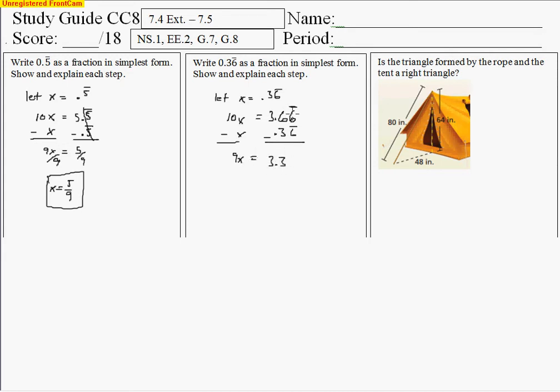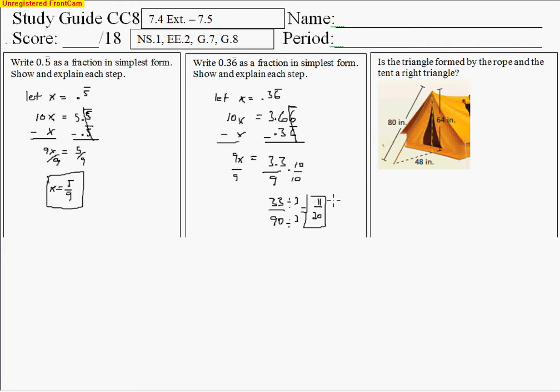How do I do that? Well, the 6's cancel, and 6 minus 3 makes 3. And so now I'm ready to divide by 9. When I do that, I'm going to multiply by 10 over 10 to move that decimal point over one space, so I get 33, and then down below I get 90. I'm just going to take out the common factor of 3, and when I do that, I end up with 11/30 as the answer.